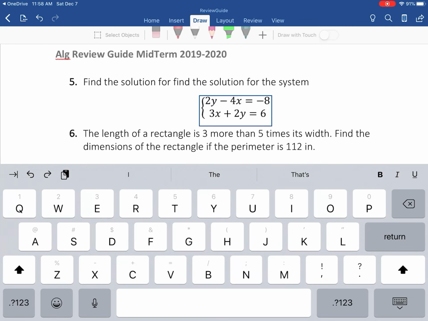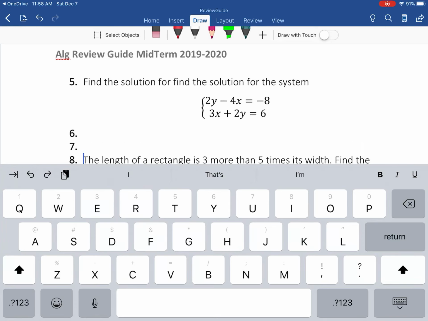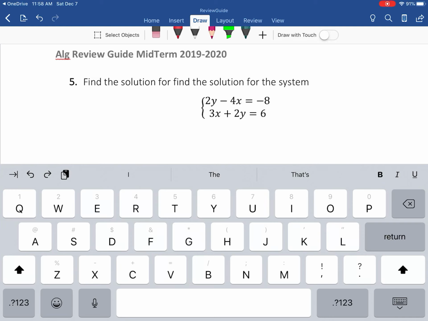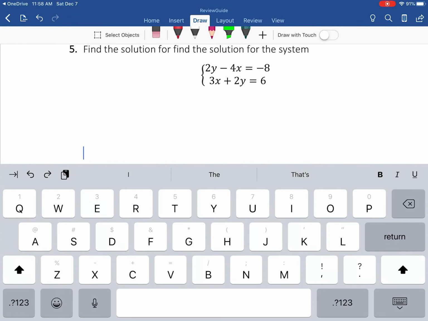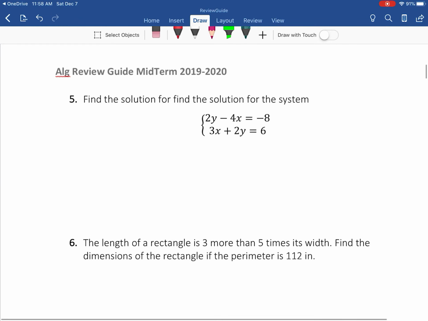Let's do number, oops, come on. We'll do this. Yeah, that works. So I get more room. I need more room here to do number 5. Okay, so we need to find the solution to the system. All right. So honestly, either way that you solve this, any way is going to be easy, or rather easier. You could graph this, or you could use substitution.